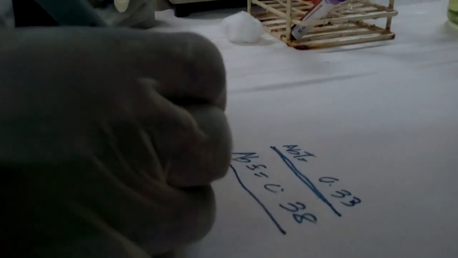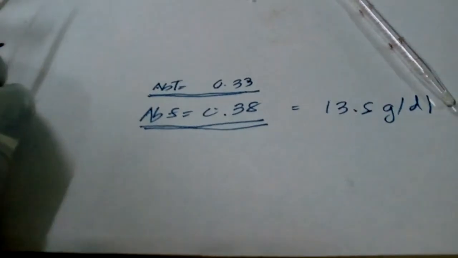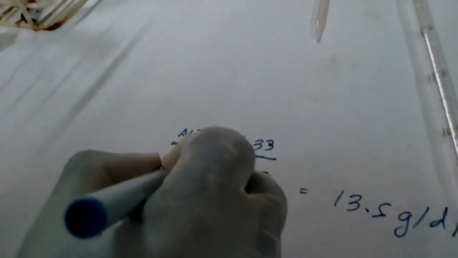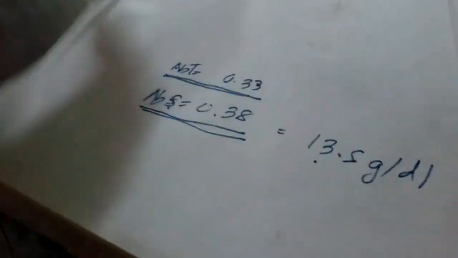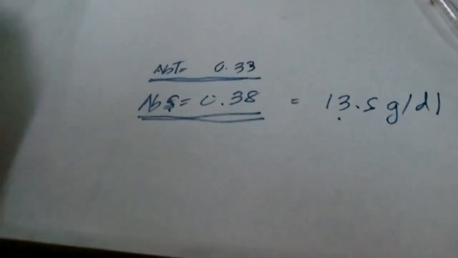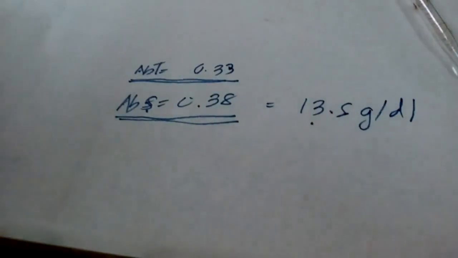Now I have the absorbance of the test, 0.033, and also the absorbance of the standard, 0.38. I know the exact value of the standard. It is 13.5 gram per deciliter. That's why we say it is a standard. We know the concentration of the standard. What I have to do now is find out the actual hemoglobin value of the patient, or the concerned hemoglobin of the test.